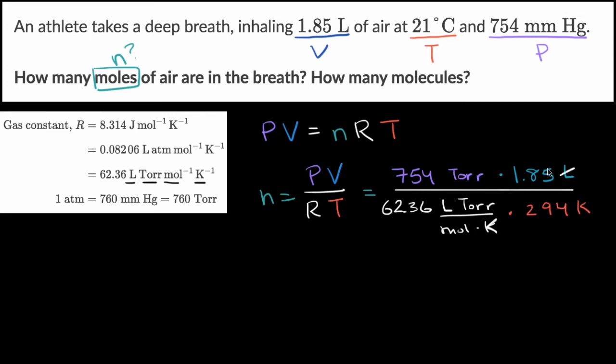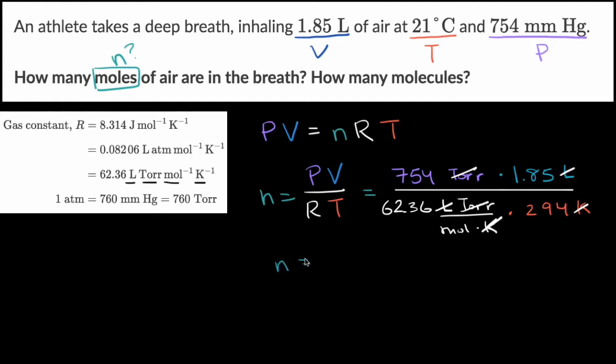This liter cancels out with this liter. This torr cancels out with that torr. This Kelvin cancels out with this Kelvin. And so we're going to be left with some calculation, and it's going to be 1 over moles, or essentially it's just going to simplify to a certain number of moles. And so let's get our calculator out to figure out the number of moles in that breath.